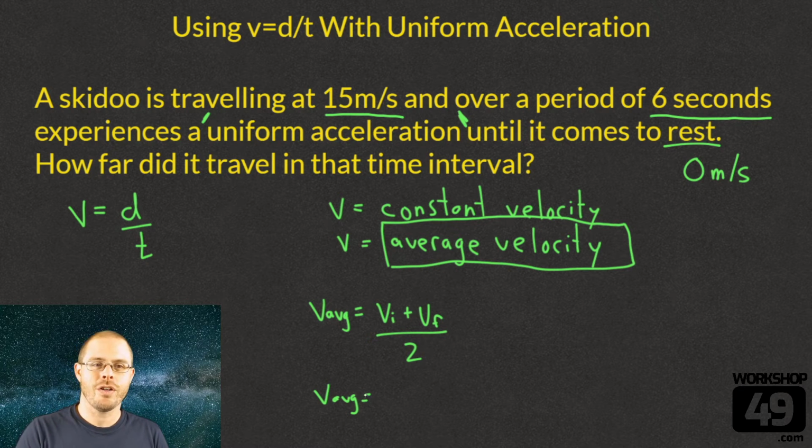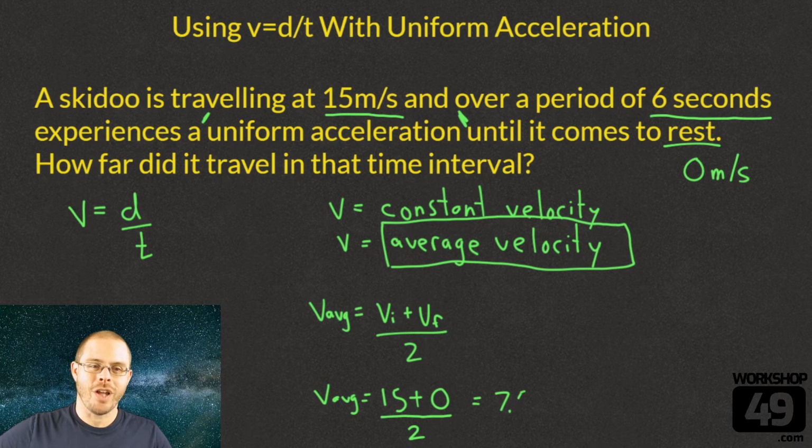So our velocity average is going to equal our initial velocity, which was 15. And we're going to add that to our velocity final. It was at rest. That's 0. And we're going to divide that all by 2. What we're going to end up with is an average velocity of 7.5 meters per second. Now we have v.